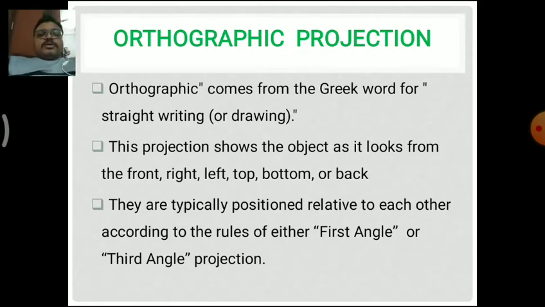And the first one is the orthographic projection. This word orthographic comes from the Greek word meaning straight writing, that is straight drawing. This projection shows the object as it looks from the front view, right side view, left side view, top view, and bottom or back view. They are typically positioned relative to each other according to the rules of first angle or third angle projection. In orthographic projection we use two types of projections: the first angle projection and the third angle projection.